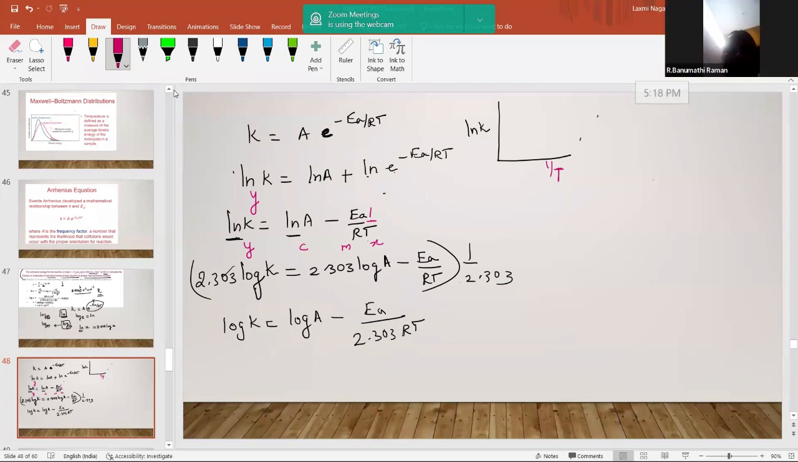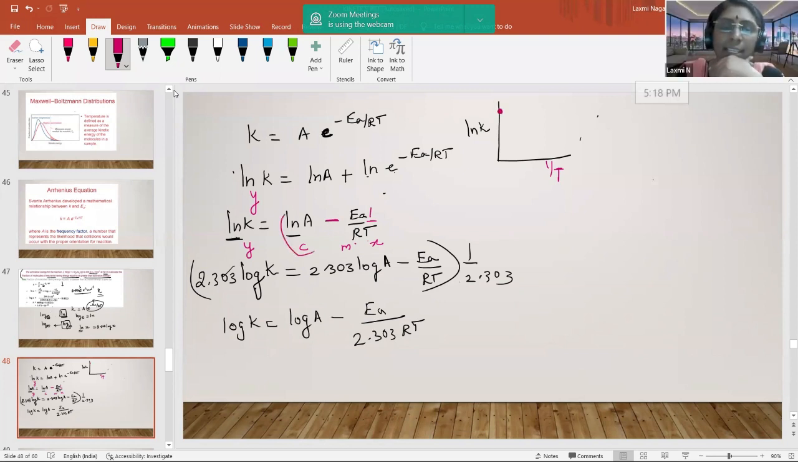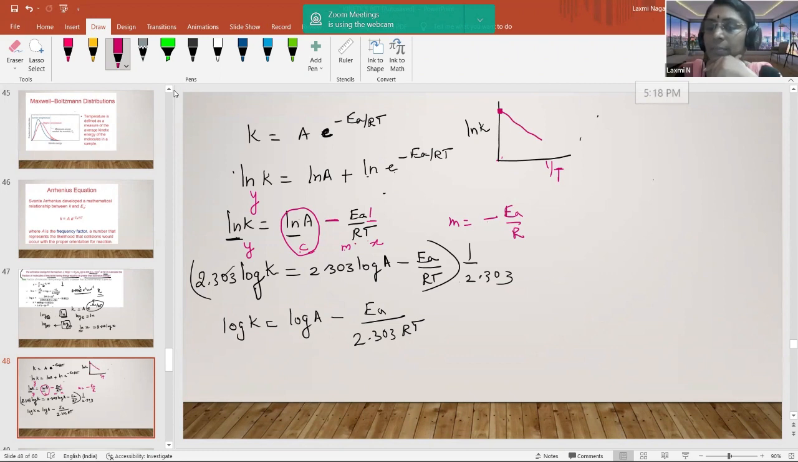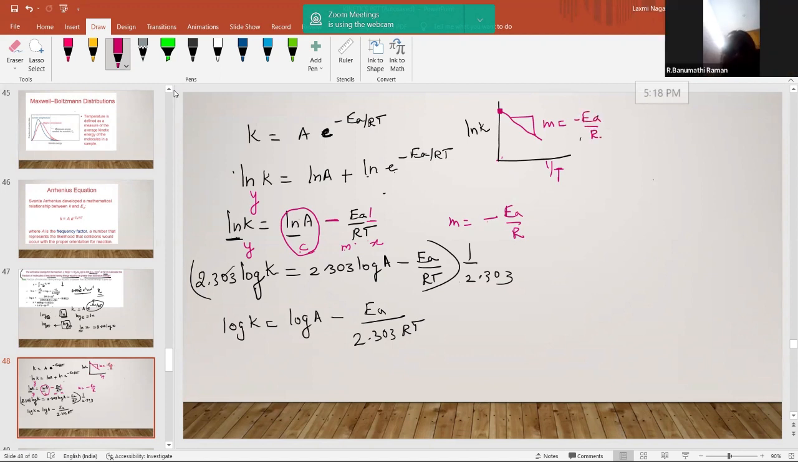Minus Ea by R, with a negative sign. Yes. And with an intercept on the y-axis. The c is the intercept at the y-axis. So how much is it? It's not 0. There is some value. What is the slope of this line? m is equal to what? Minus Ea by R. So it's a negative quantity, so a downward line. The slope of this line is equal to minus Ea by R.